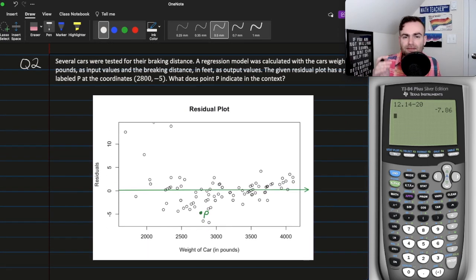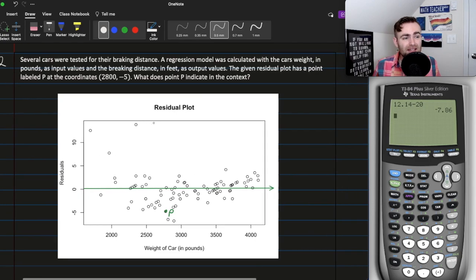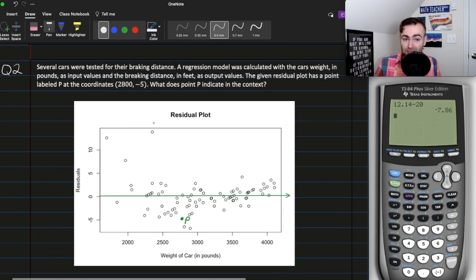What about interpreting from a residual plot? I can tell you that this is something that I had to look up again because it's not something that comes up often, and I wanted to be able to teach you properly. So in this case, we had several cars that were tested for braking distance, and a regression model was used to calculate the car's weight versus the braking distance. So the input was the weight of the car, the output was the distance it took to fully stop the vehicle. So we have the residual plot here, and we have a point here that is 2,800 comma negative 5. What does that mean in context?